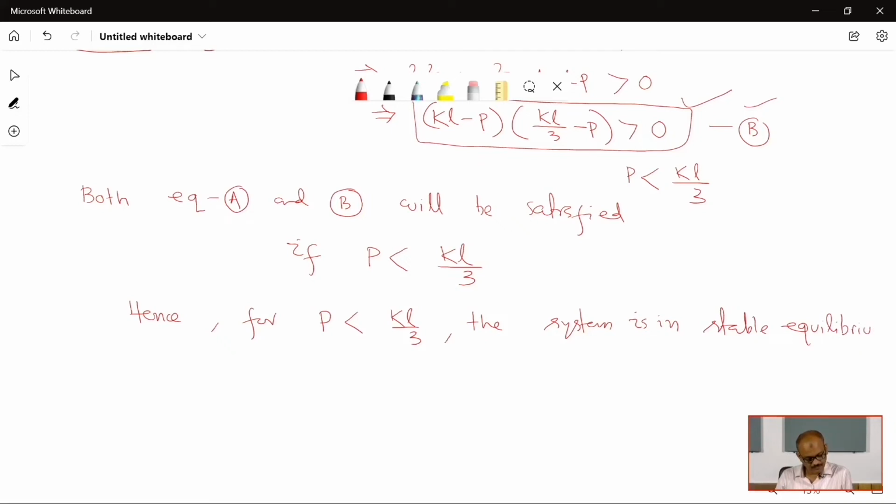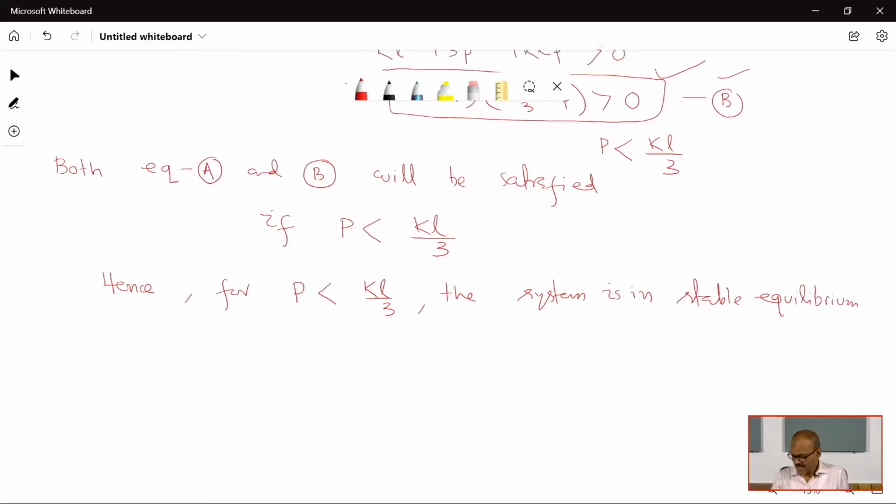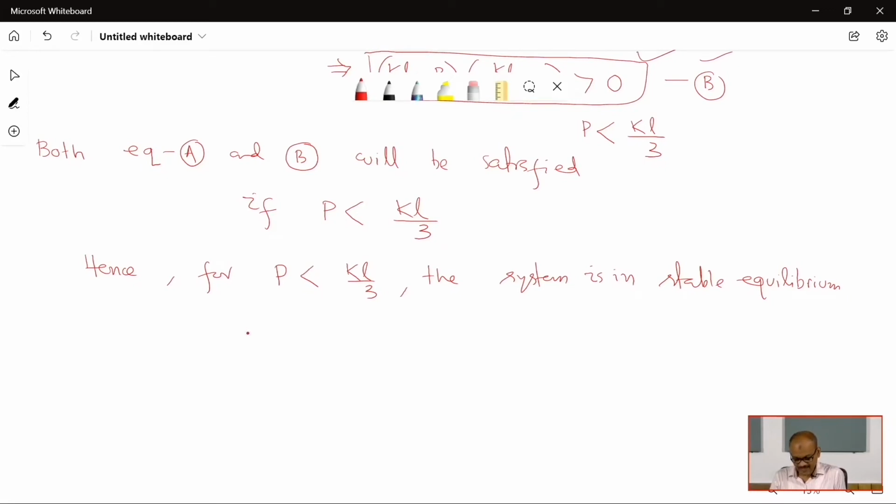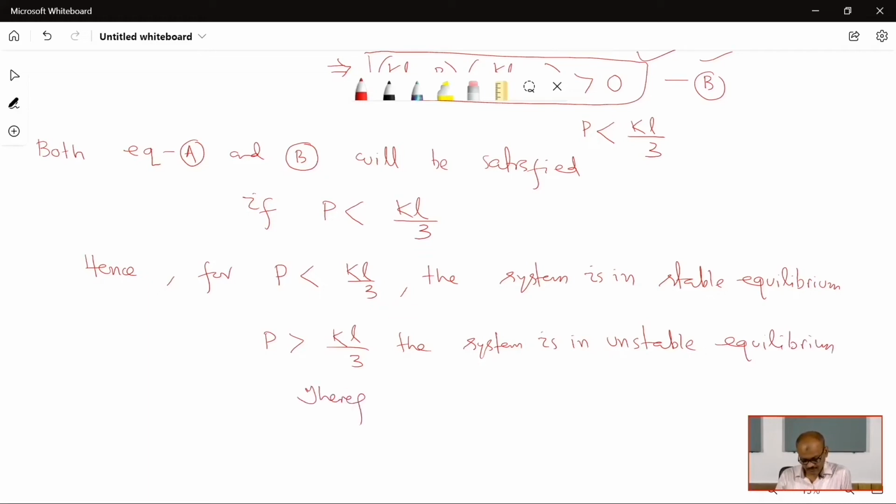And if P is greater than KL by 3, the system is in unstable equilibrium. And therefore, P critical is equal to KL by 3.